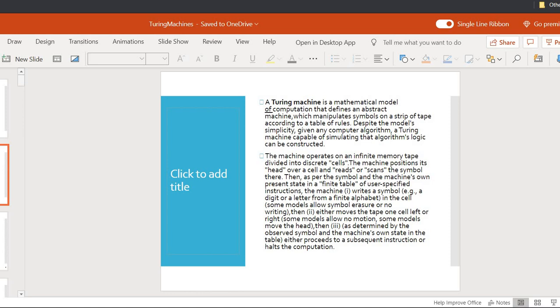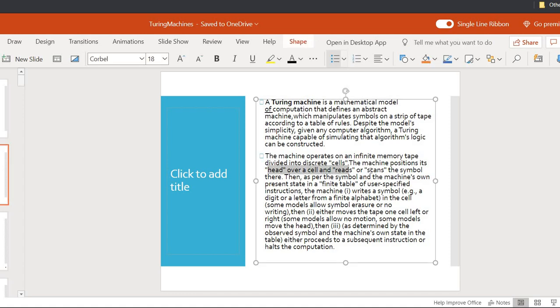It has a very simple approach to the model that has been made, but it is capable of simulating algorithms that are very complex. The way it works is that it operates on an infinite memory tape that is divided into small cells. The machine positions its head over a cell and reads or scans the symbol there.